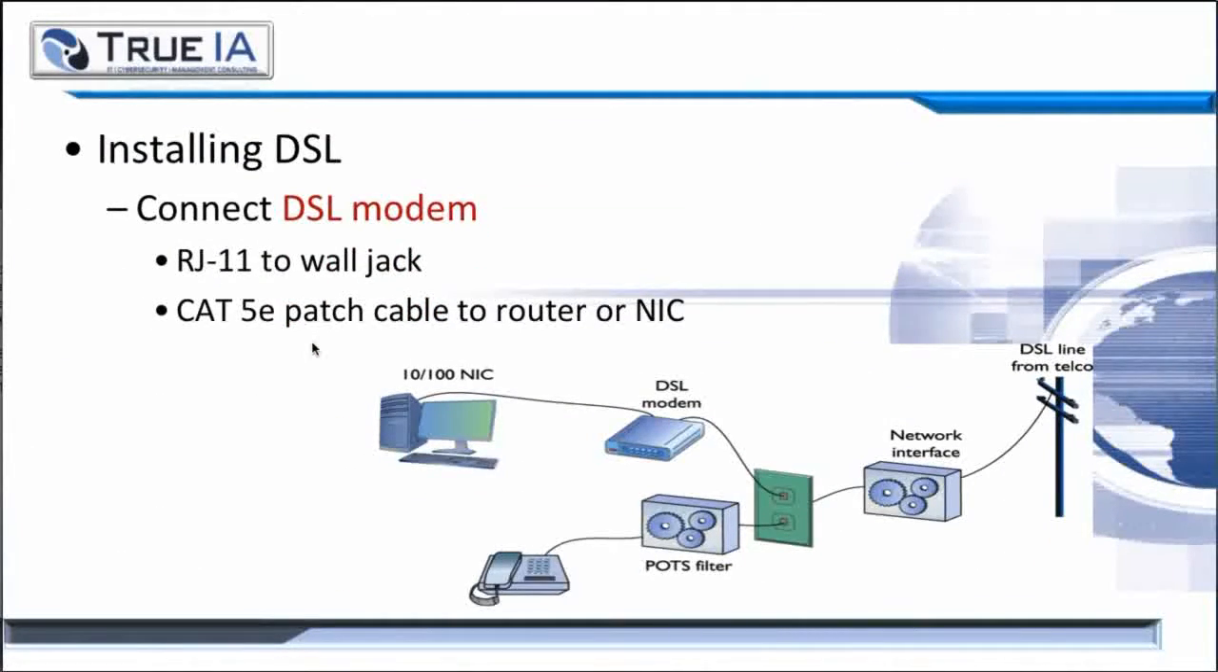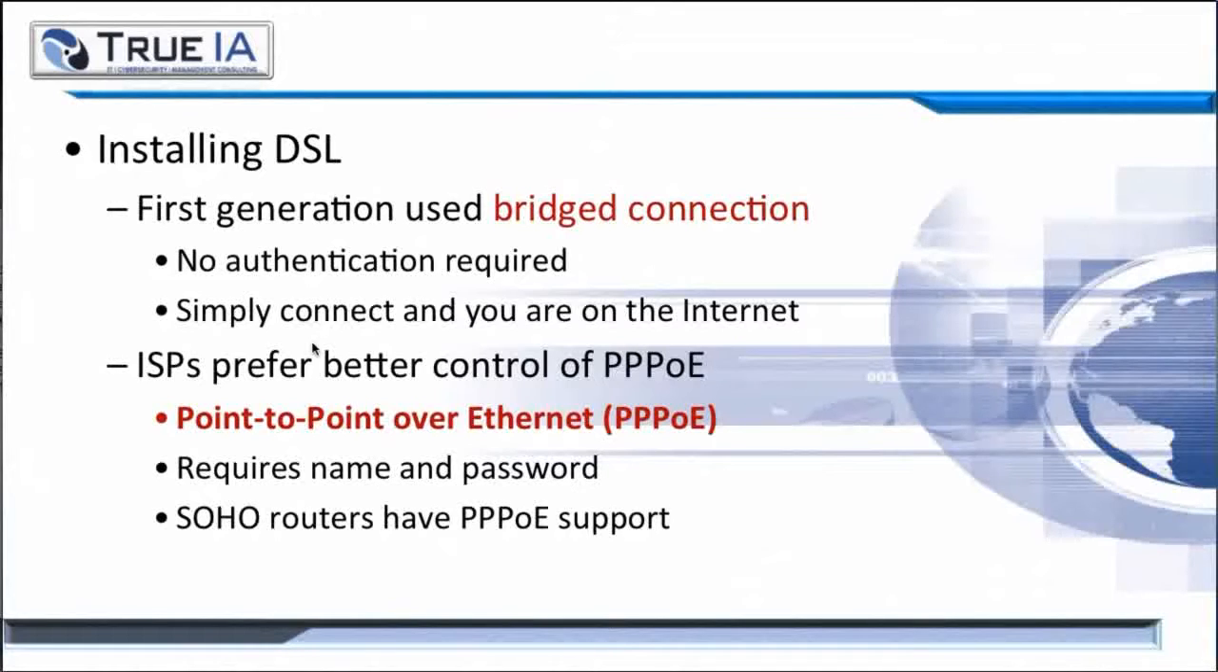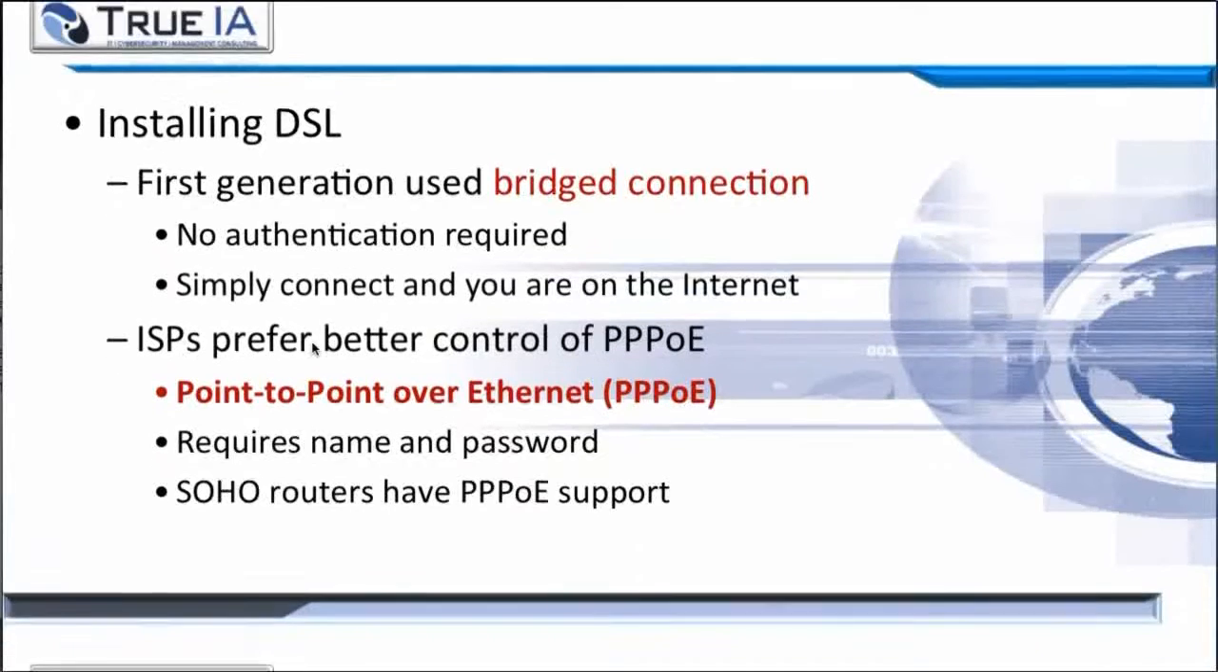It'll connect via a regular RJ-11 to the wall jack. However, you're going to need a Cat5e or better patch cable to go from the router to your NIC. First generation DSL used what's called a bridge connection. There's no authentication required. You just simply connect and you're on the internet. However, ISPs preferred PPPoE, or the point-to-point protocol over Ethernet. This requires a username and password, and you'll enter that into your home router.